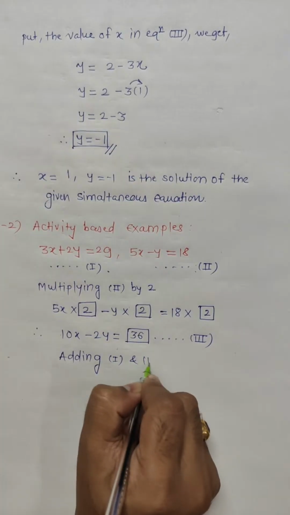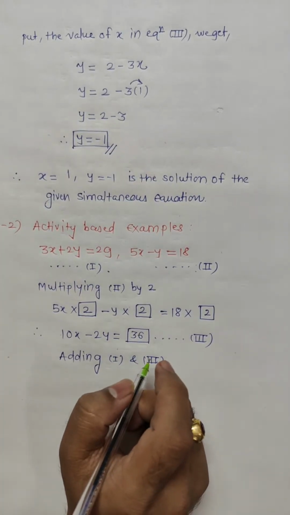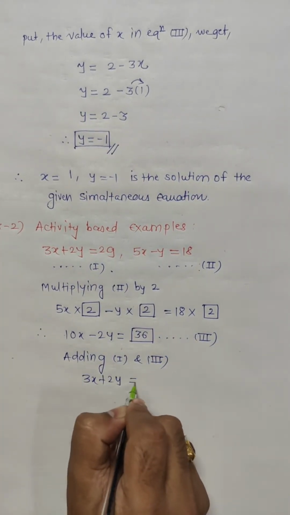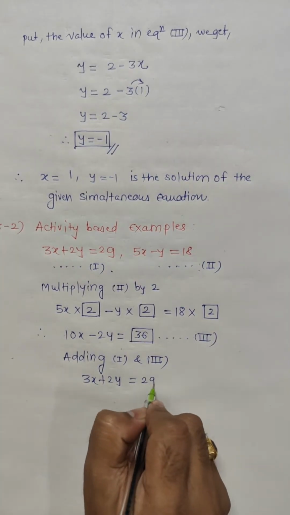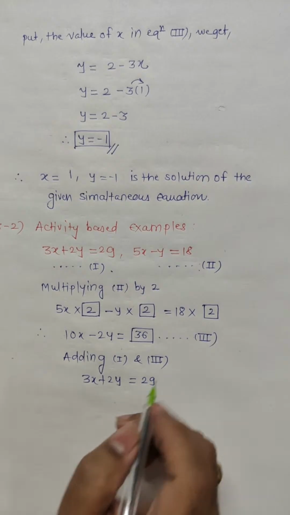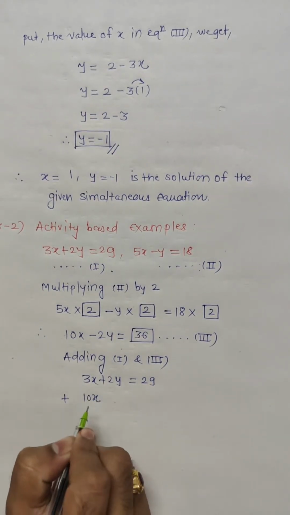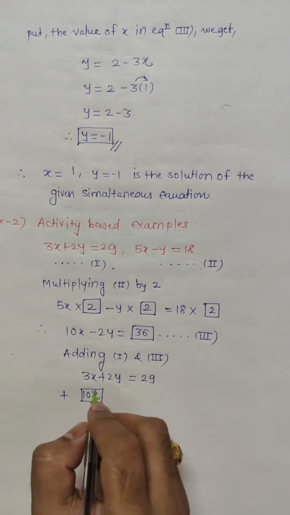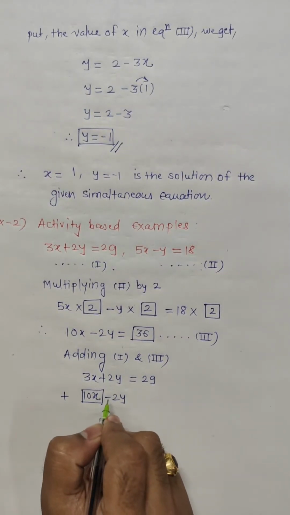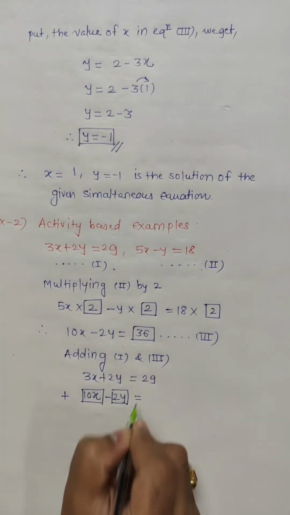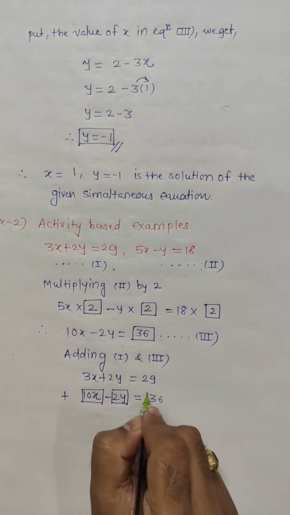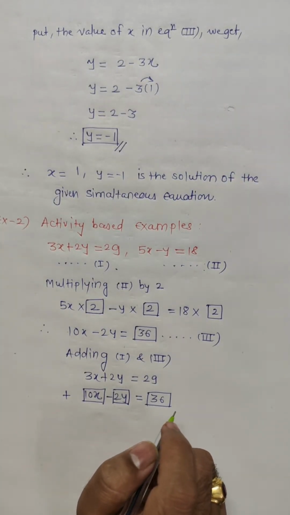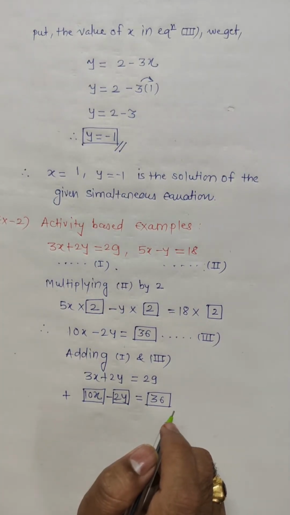Now adding equation 1 and 3: 3x plus 2y is equal to 29, and plus 10x in the square box, minus 2y is equal to 36. These are the empty boxes, and we have to fill them up by solving the simultaneous equations, adding equation 1 and 3. We will directly get the result.